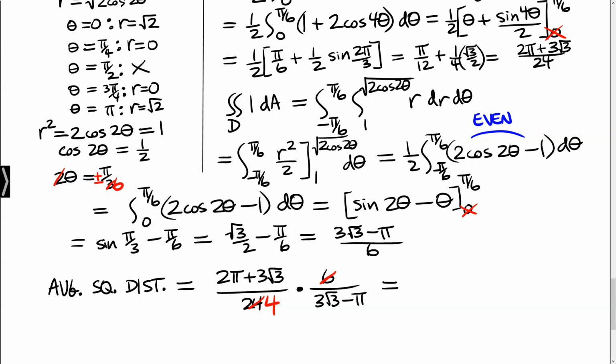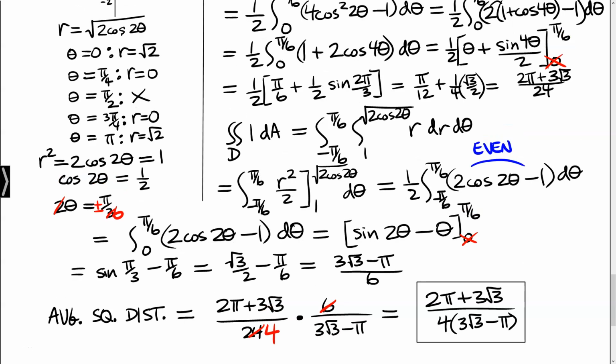So, our final answer, the average squared distance is 2 pi plus 3 root 3 all divided by 4 times 3 root 3 minus pi. And this is about equal to 1.397, which seems about right. If you think about the distance here, if you go up and look at the picture, the distance is going to be a little bit bigger than 1, so it makes sense that the average square distance should be a little bit bigger than 1. So just a gut check on the approximate value there.